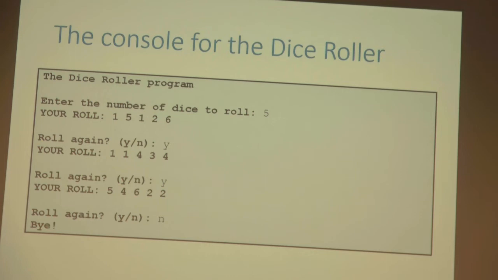5. So you roll, okay, you roll 1, 5, 1, 2, 6. Roll again, yes, it rolls again and again and again, right? Okay, so I have dice. So how many objects I have created in here? 5 objects of what? Of die.